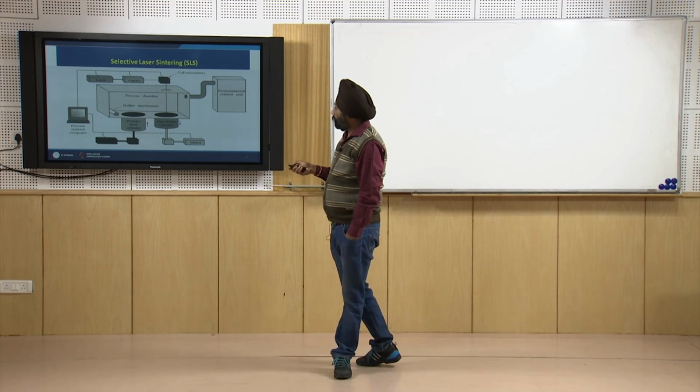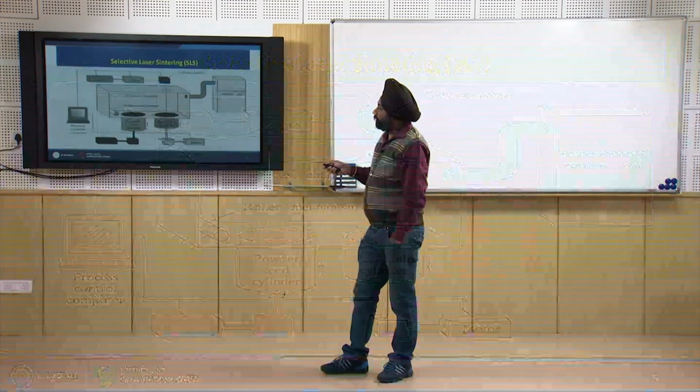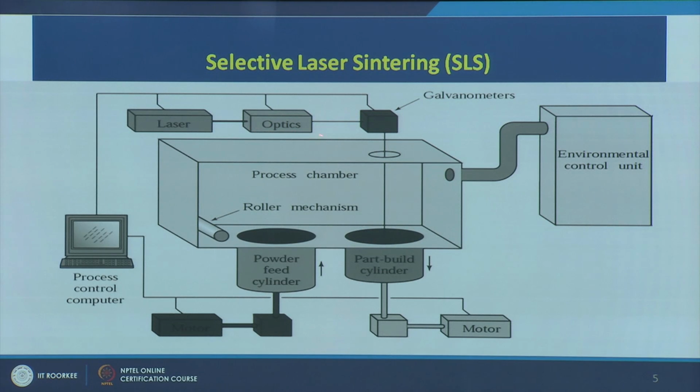So here also these are the important things. Again, there is a laser system here for ensuring the sintering of the powder, then optics to focus the laser, and then there is a roller mechanism, a powder feed cylinder, which is the input from where the powder will come, and then this will roll the powder here, optics will focus the laser on top of this powder, and this is a part build cylinder.